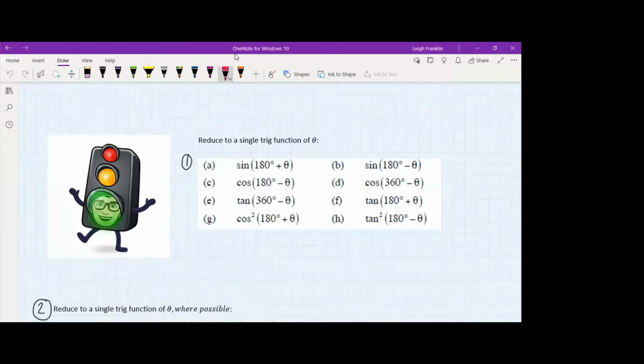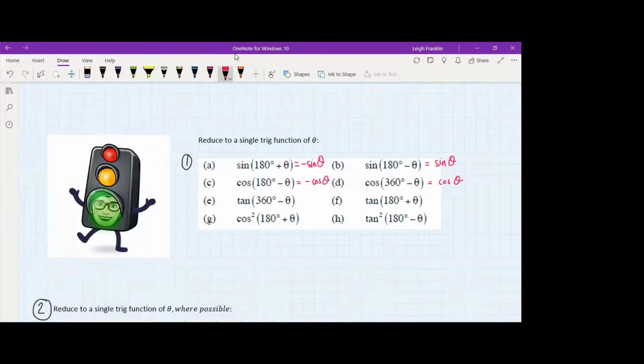All right, so in the first one, this is your thinking. You see sine of 180 plus theta. 180 plus theta is quadrant number 3, so this reduces to negative sine theta. In B, sine of 180 minus theta, 180 minus theta is quadrant number 2, so this reduces to positive sine theta. In question C, cos of 180 minus theta is quadrant 2, so this is negative cos theta. In D, cos of 360 minus theta, quadrant 4, where cos theta is positive, so this reduces to positive cos theta.